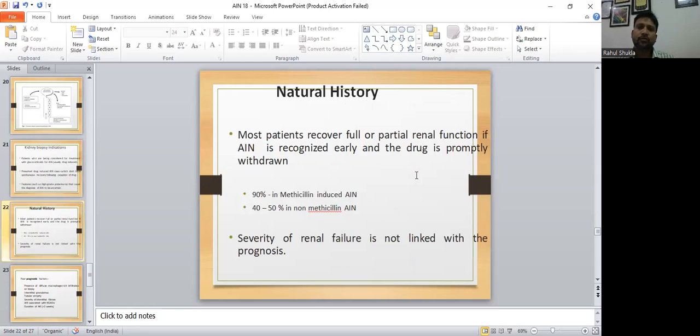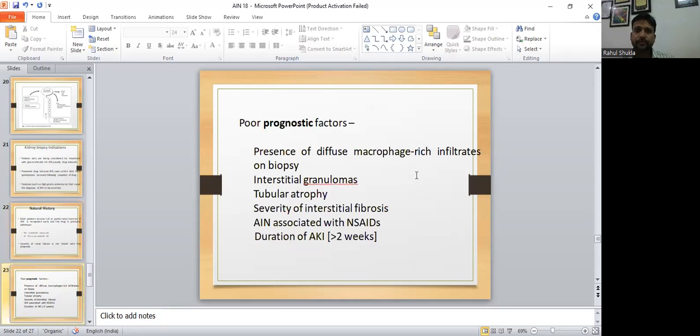Now coming to natural history: what happens if we don't treat, and how does AIN behave? Most patients recover fully or partially if AIN is recognized early and the culprit agent, like a drug, is promptly withdrawn. In antibiotic like methicillin-mediated AIN, around 90% recovery can be seen, and in the non-methicillin-mediated group, around 40 to 50% of cases may show recovery. Severity of renal failure is not linked with the prognosis. Even somebody requiring dialysis may recover from the interstitial injury if the drug is withdrawn at an early stage.